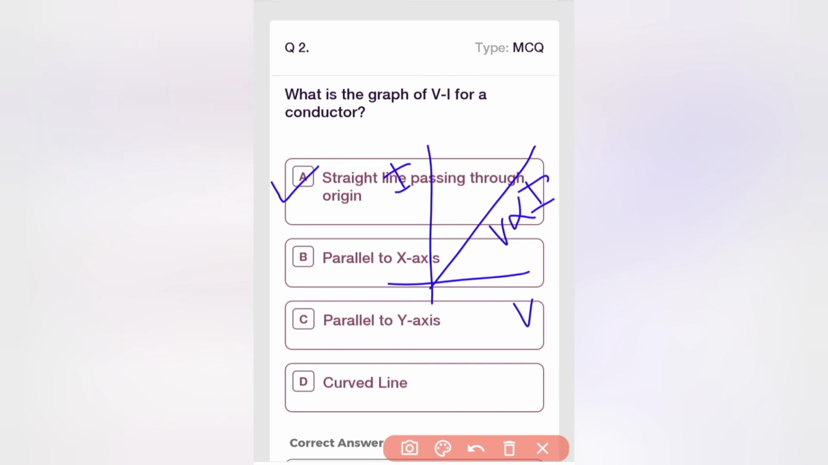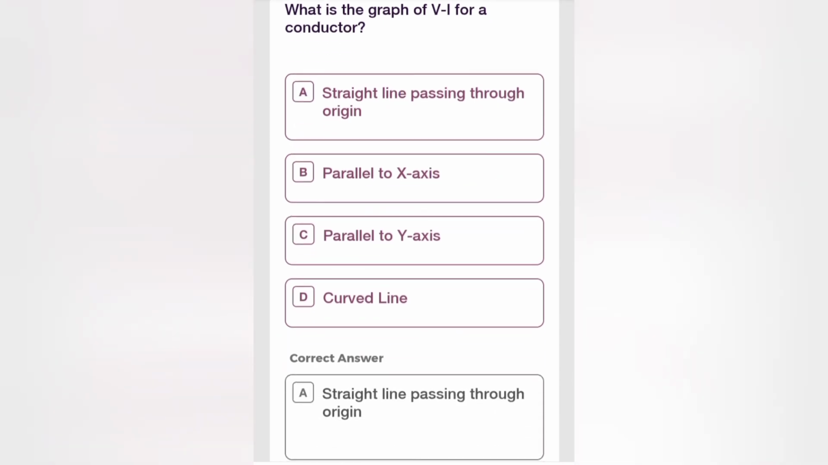Whereas option B is parallel to x-axis, parallel to y-axis. No. Curved line. No. So this is the correct answer. So the correct answer would be option A, straight line passing through origin.